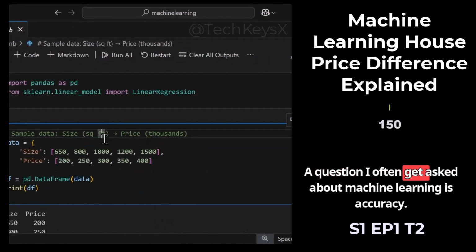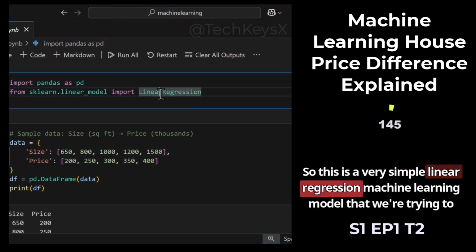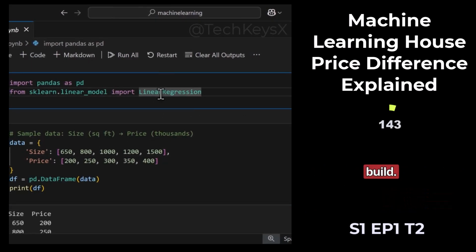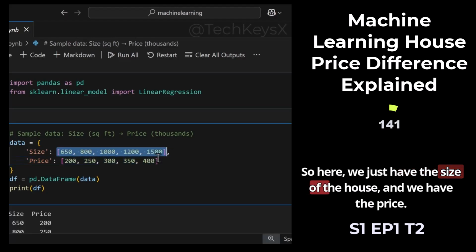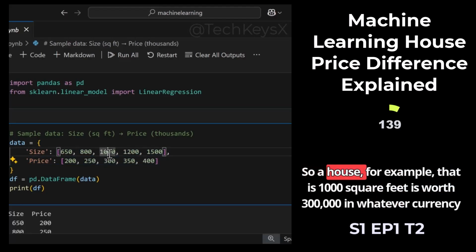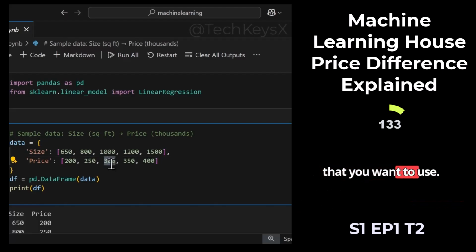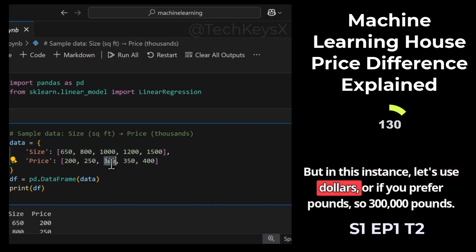The question I often get asked about machine learning is accuracy. So this is a very simple linear regression machine learning model that we try to build. Here we just have the size of the house and the price. So a house, for example, that is 1,000 square feet is worth 300,000 in whatever currency that you want to use. But in this instance, let's use dollars, or if you prefer pounds, 300,000 pounds.